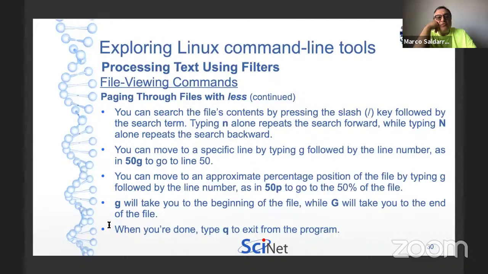You can move to a specific line. For example, if the file has 2000 lines and you want to go just to line 50, you type 50G. G will go to line 50. Line 50 is going to be the first line at the top of the screen. So the next line is 51, and the next 52, and so on. A single g will take you to the beginning of the file. Capital G, or uppercase G, will take you to the end of the file. And when you just finish, you can type Q.